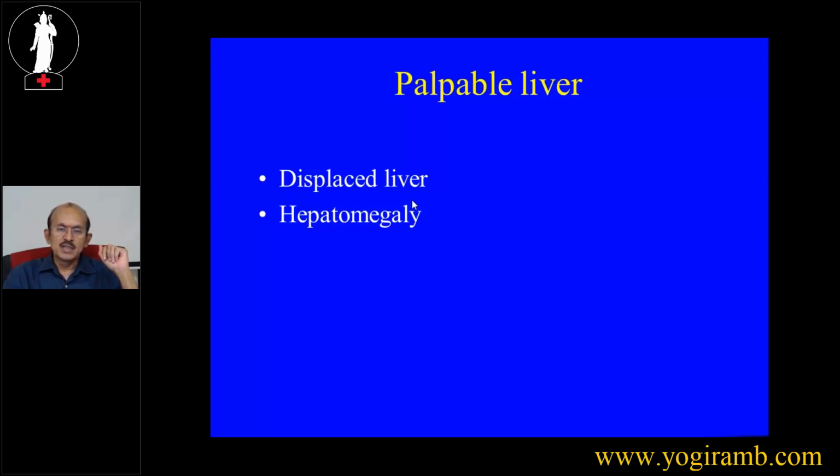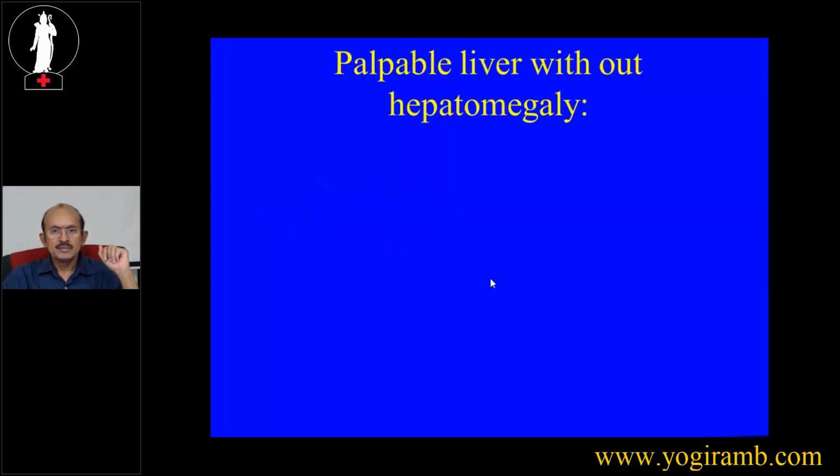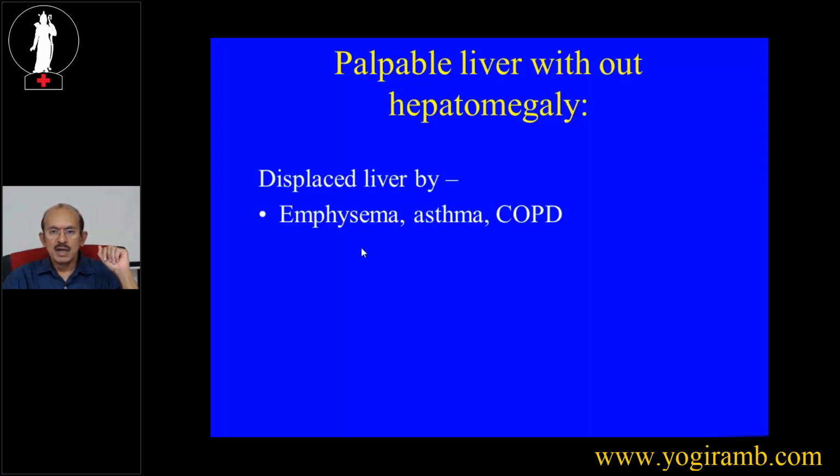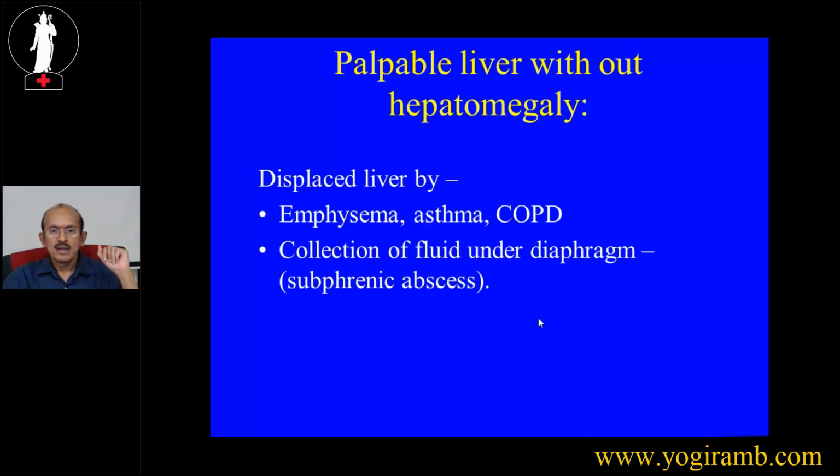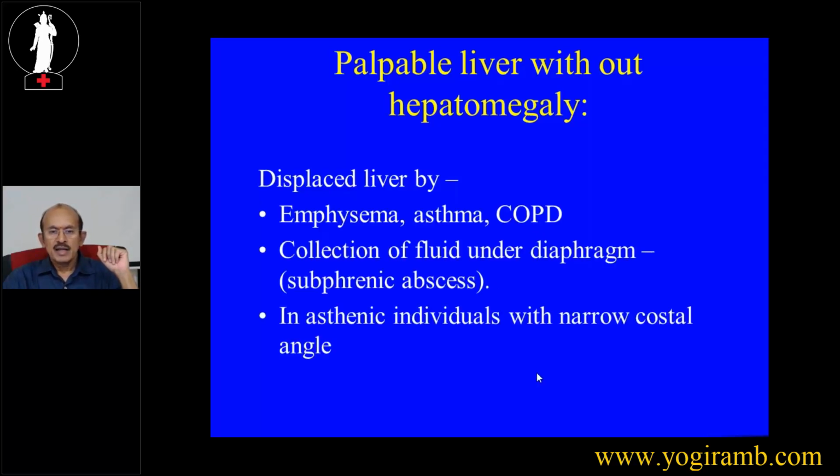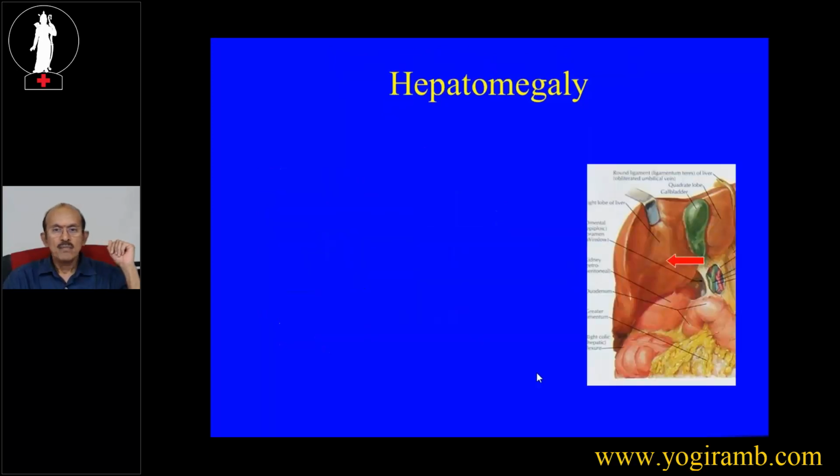The other case is the displaced liver. It may be due to space occupation in the right half of the chest. Then true hepatomegaly. So displaced liver can be due to emphysema, asthma, COPD, collection of fluid in the dome of the diaphragm, or in asthenic individuals with narrow costal angle.